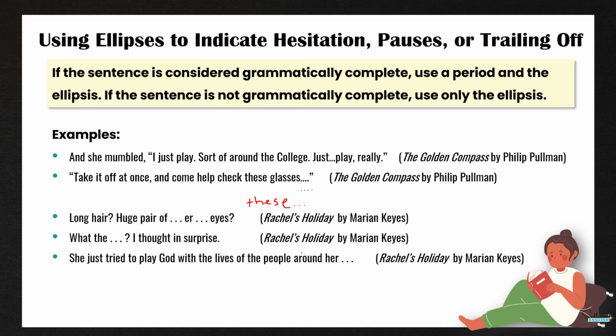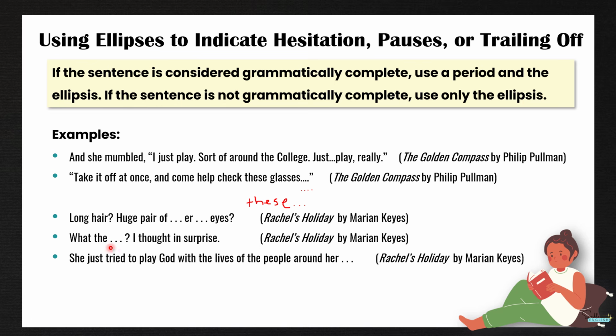Here are some other examples from the novel Rachel's Holiday by Marian Keyes. "Long hair, huge pair of eyes..." Here you can see in this book, this author decided to have a space between every ellipsis point and before and after the ellipsis, whereas Philip Pullman has decided not to use any spaces.